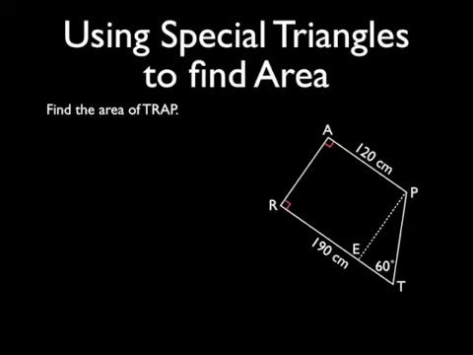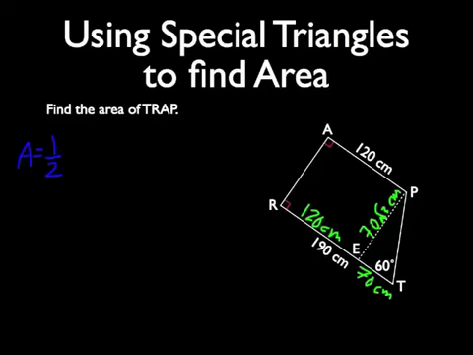So let's take a look at quadrilateral APER. Notice that it is a rectangle, and opposite sides of a rectangle are congruent. So segment AE is 120 centimeters, which means that segment ET is 70 centimeters. We just found the short length. So we can easily find the long length now because the long leg is the short leg times the square root of 3. So segment PE and also segment AR happen to have a length of 70 times the square root of 3 centimeters. We now know the height of our trapezoid, so we can find the area.